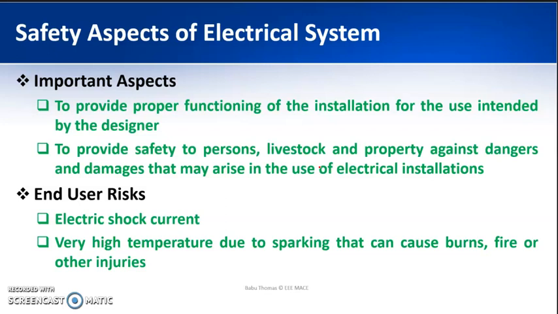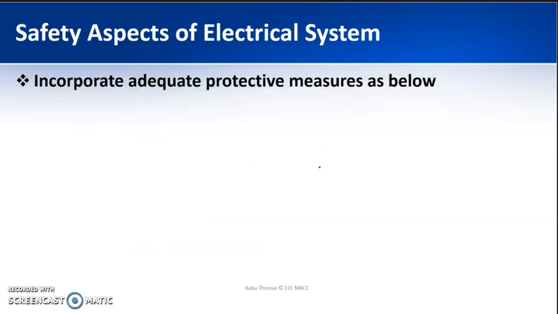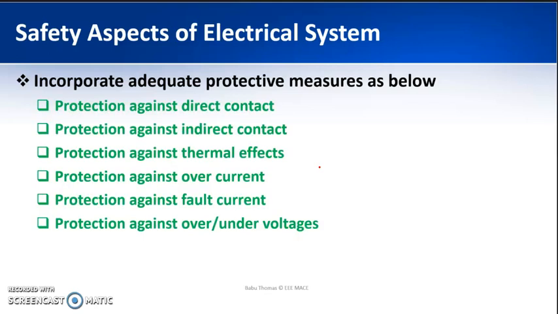So safety is an important aspect, and we have to incorporate a lot of protective measures. That is, against direct contact, indirect contact, thermal effects, overcurrent, fault current, and over or under voltages. Direct contact protection means you have to prevent a person or livestock from coming in direct contact with the live parts of the installation. It comes into the picture from the design stage, and if at any point of time a person comes in direct contact, then proper protective measures have to be there.